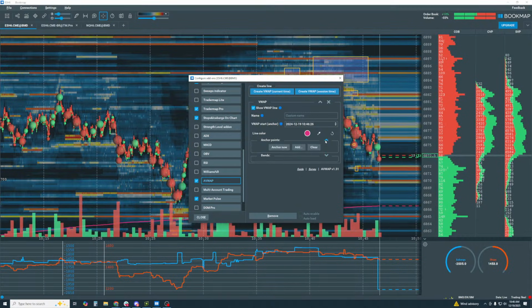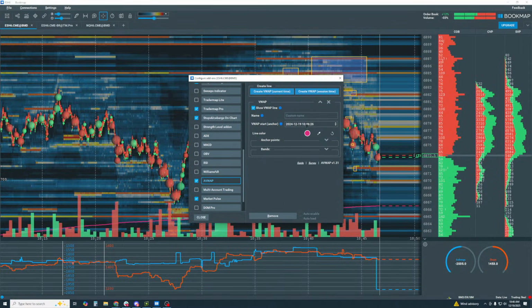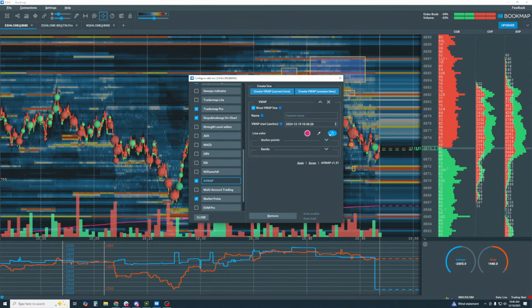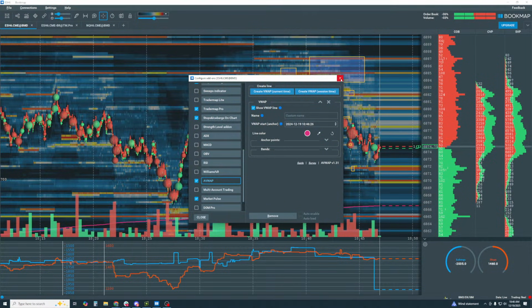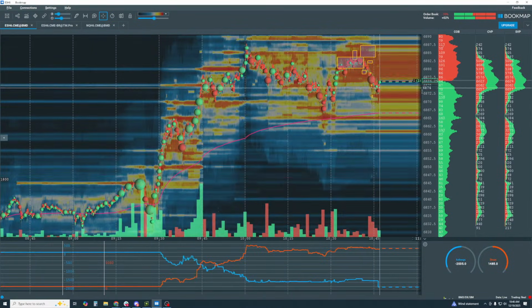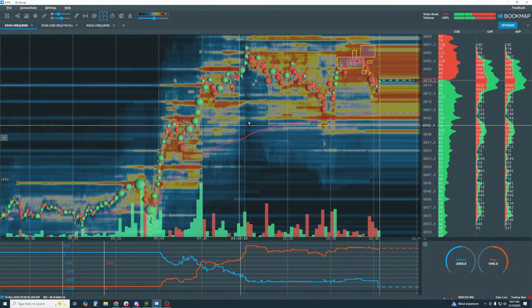Let's see here. So this is my VWAP from 10:46 from right now. Well, anyway, we've got a VWAP on here. It's this color. My point here is that this is a session VWAP.